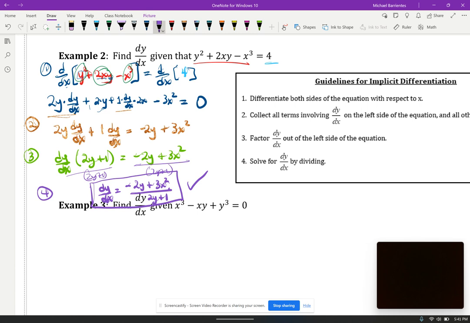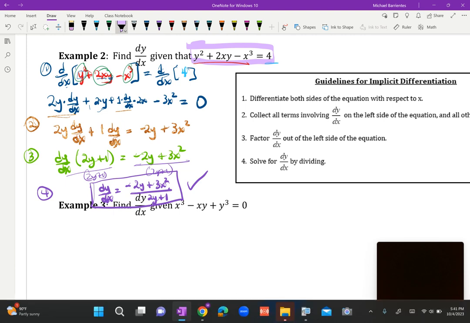But before I do that, I do want to go back because I think it's important for us to see what's going on. And so I'm going to go back to number 2. And what I've done is I've graphed number 2 in Desmos so that we can see what exactly y squared plus 2xy minus x to the third equals 4 looks like. Because I think you're going to find it to be pretty interesting.